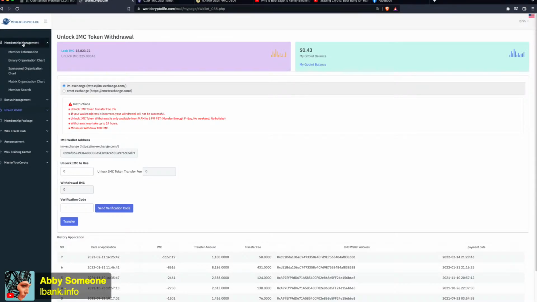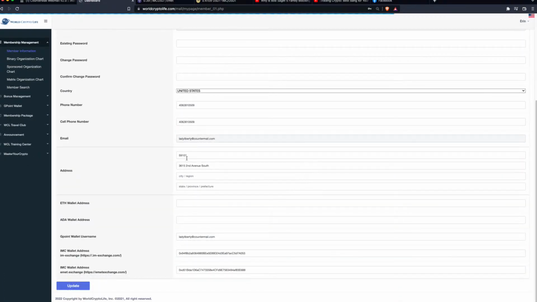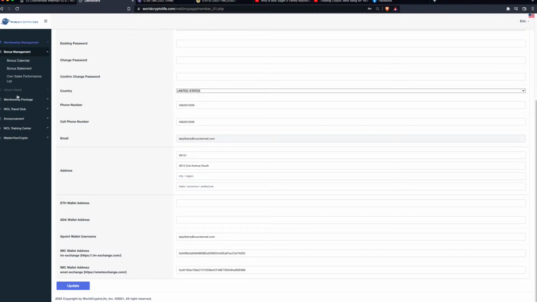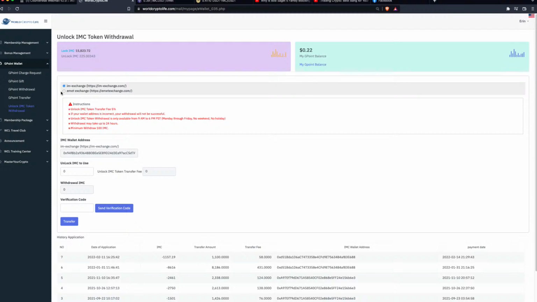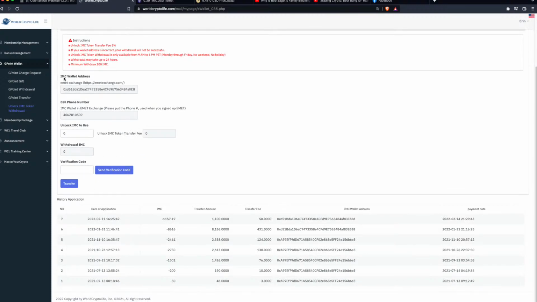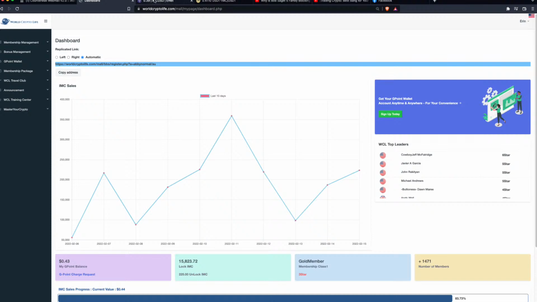So what I've done, actually, before I go to that G-Point wallet, I'm in membership management. I'm going to go to membership information and scroll all the way down. And you can see where you can put in your wallet addresses. I want you guys to know that you can change that and add it anytime you want to. Then you can go to your unlocked IMC, pick the wallet you want to send to, and send to that wallet, and send to that exchange.